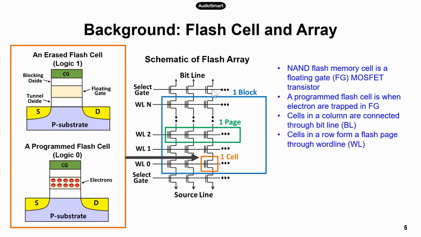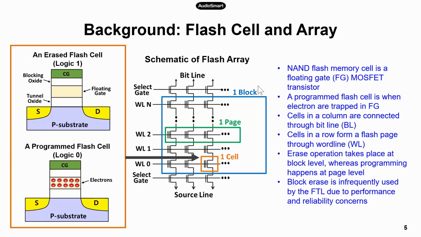Cells in the same column are connected together through a bit line. Cells in the same row are connected together through a word line, and that forms a flash page. Erase operation can be done at the block level, while program and read operations can be done at the page level.